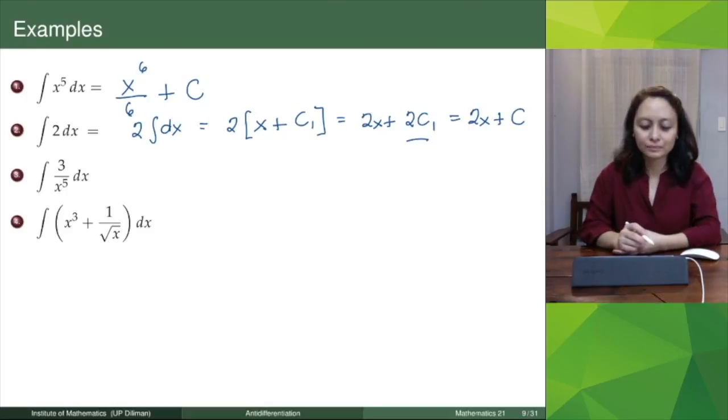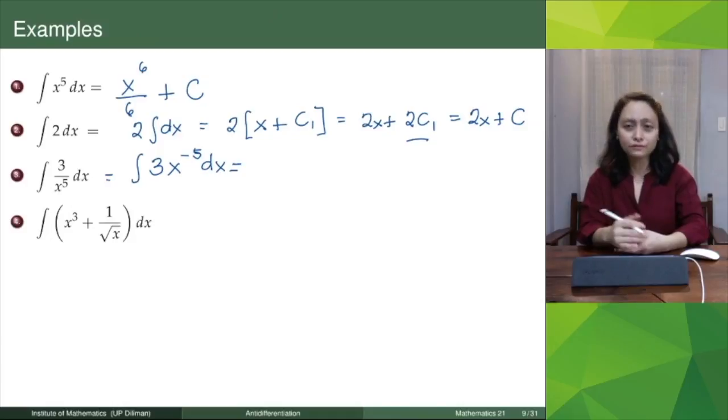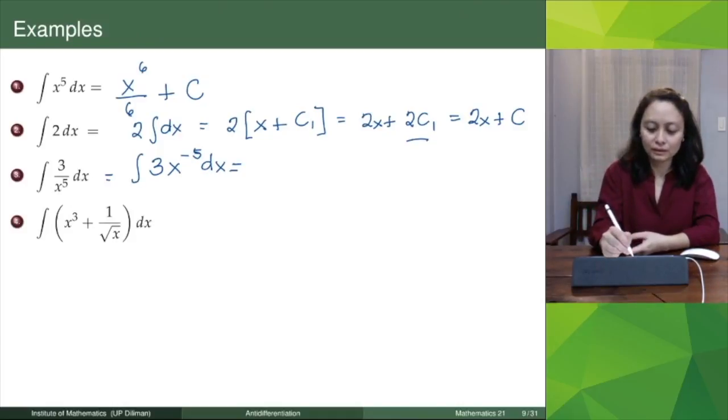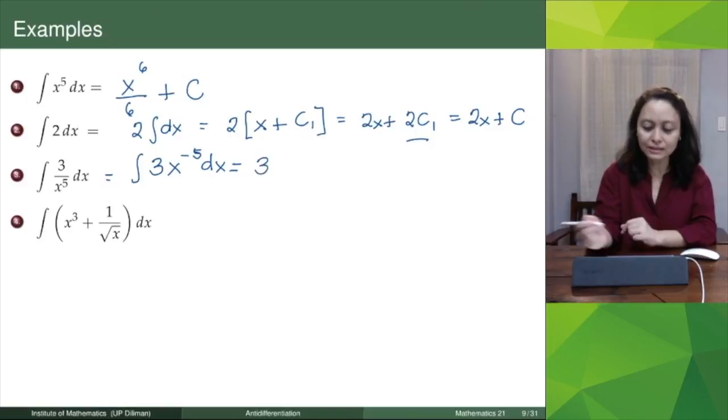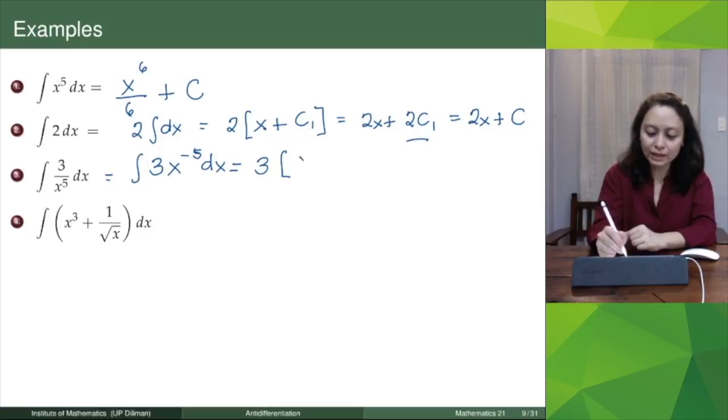Next. Number 3, get the antiderivative of 3 over x to the 5th dx. Sige, yung over x to the 5th, diba na lang yan, 3x raised to negative 5 dx. So again, we use the 5th theorem. And then we can also take out the constant 3. So 3 times the antiderivative of x to the negative 5 dx. So negative 5 plus 1 is negative 4. So you have x raised to negative 4 over negative 4 plus c1.